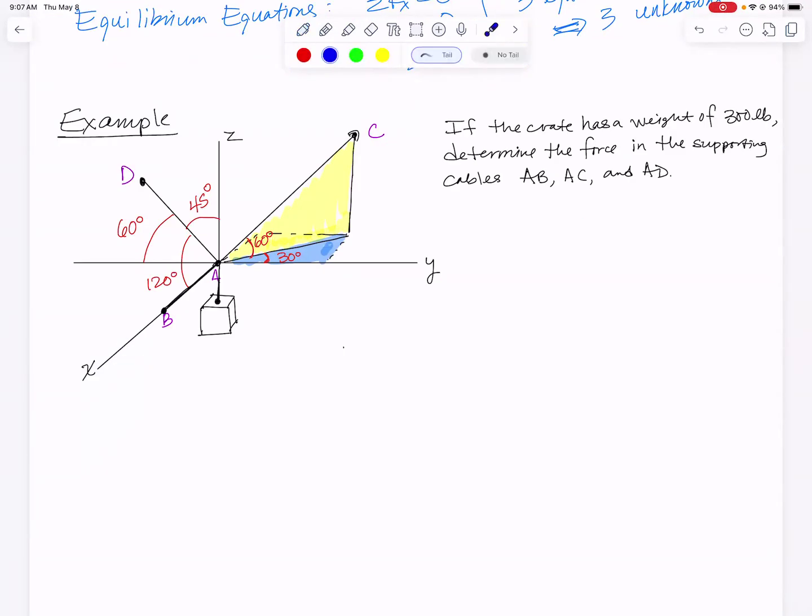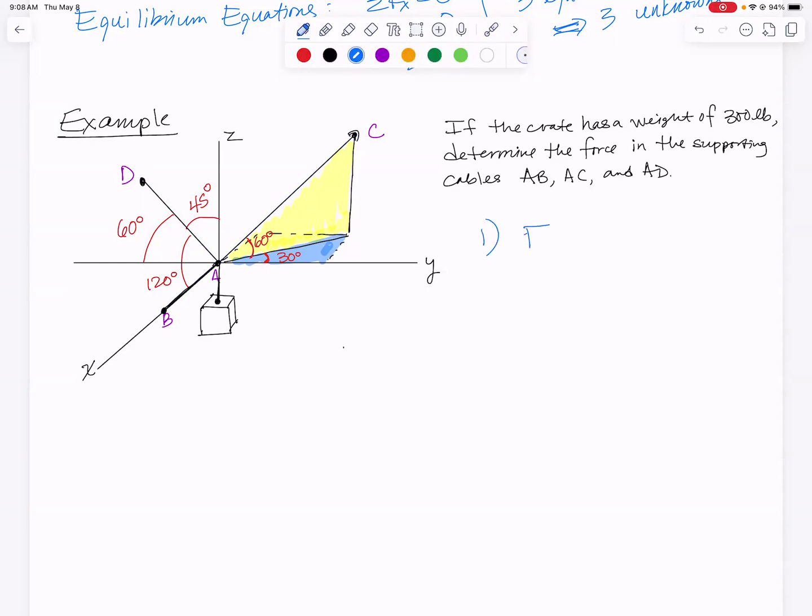So what I have here is a crate. We're told it has a weight of 300 pounds. It's sitting right down here. And we're supposed to find the force in these 3 supporting cables. Cable AB is aligned with the x-axis. Cable AD, we're given the direction angles. And cable AC is a spherical coordinate situation where I have those 2 angles. Looks like a lot of work. I think we are up to the task.